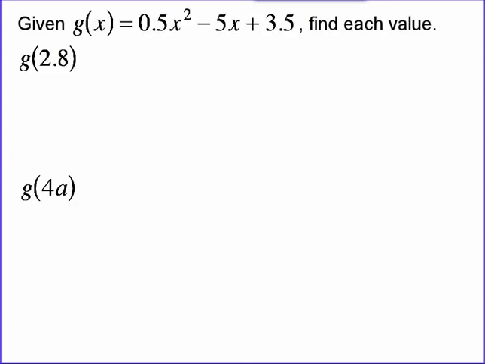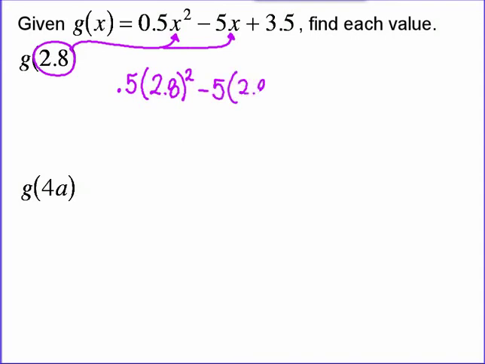Okay, I've got one more up here. And the only reason we're going to quickly look at this one is because this one I have to plug in twice. If you notice there are 2 x's, so when I plug that 2.8, I'm going to plug it in here, and I'm also going to plug it in here. So what that means is 0.5 times 2.8 squared minus 5 times 2.8 plus 3.5.